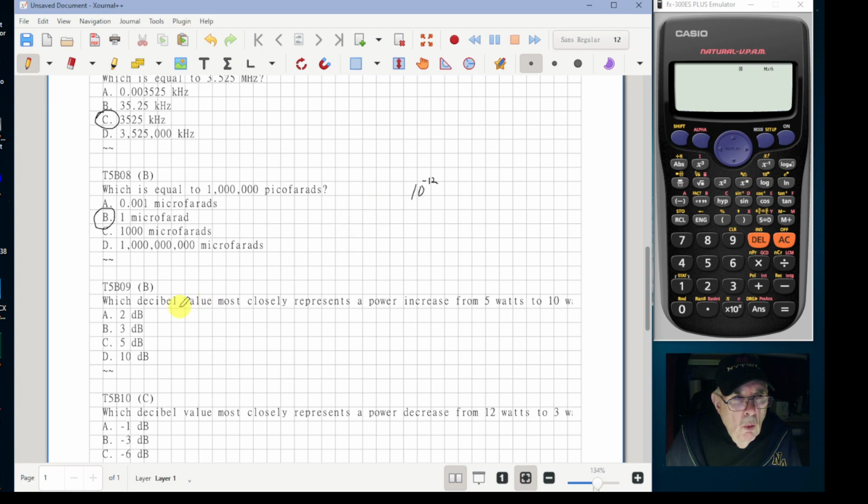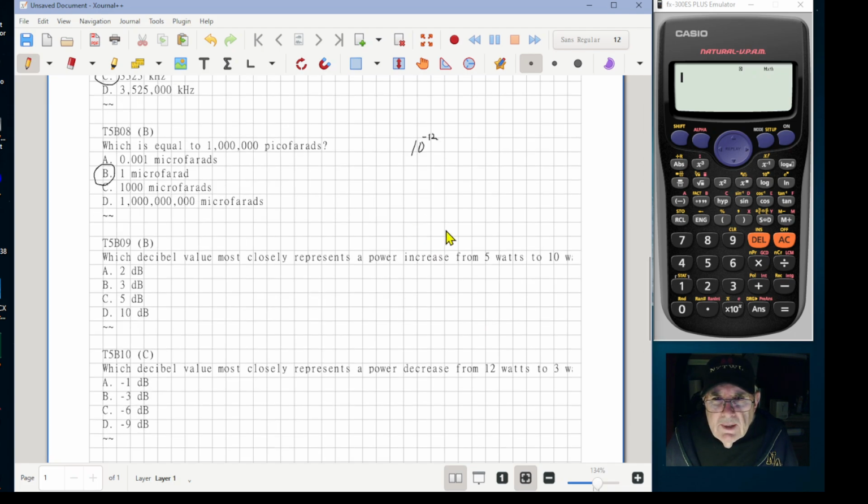Okay. Which decimal value most closely represents a power increase from 5 watts to 10 watts? And they do not, in the technician level manual, give you the logarithm equation for doing that. But once you get the hang of what they're doing here, they have doubled the power. And when you're doubling the power, that's a 3 dB gain. So you just have to remember that it's 3 dB. And if you were to calculate this using the formula that you'll get in the general license level, you would see indeed that it's 3.